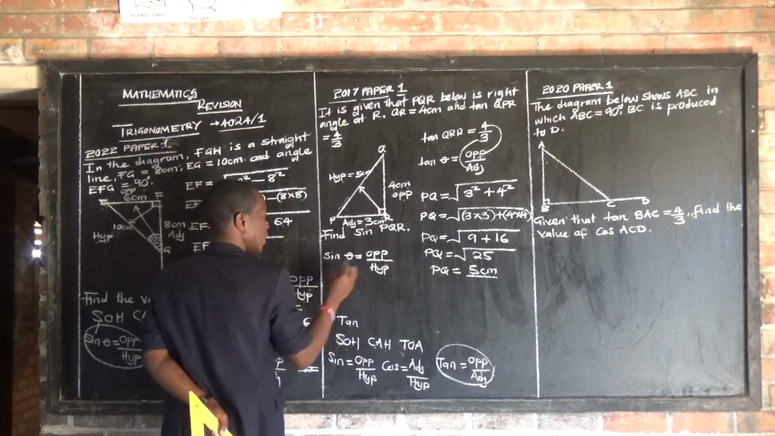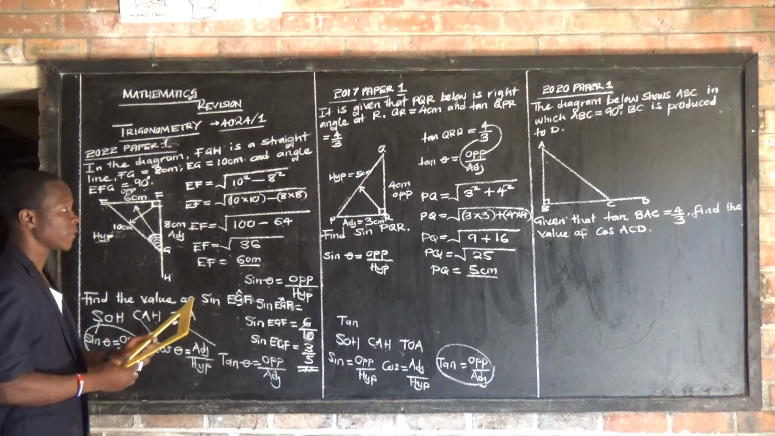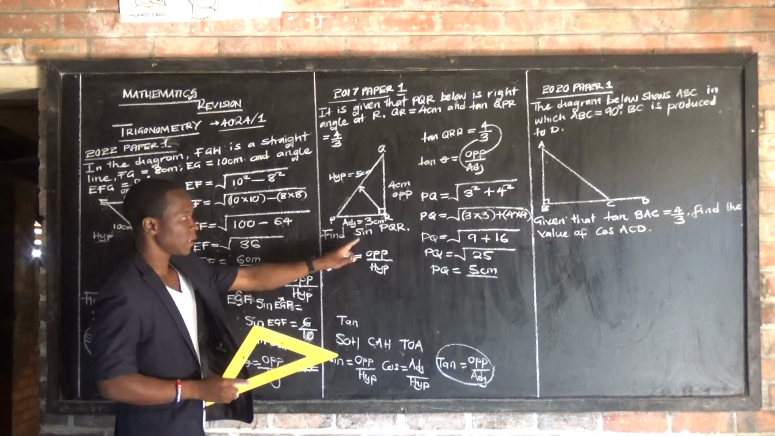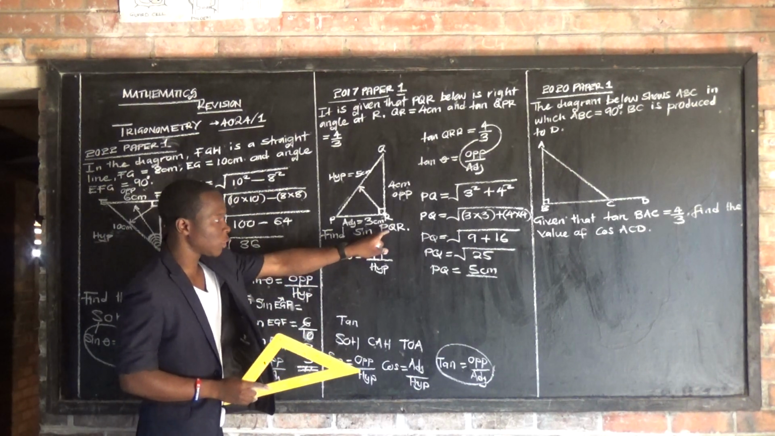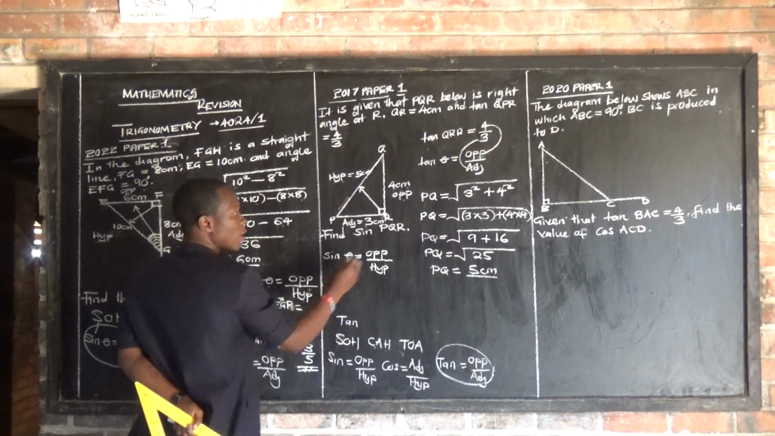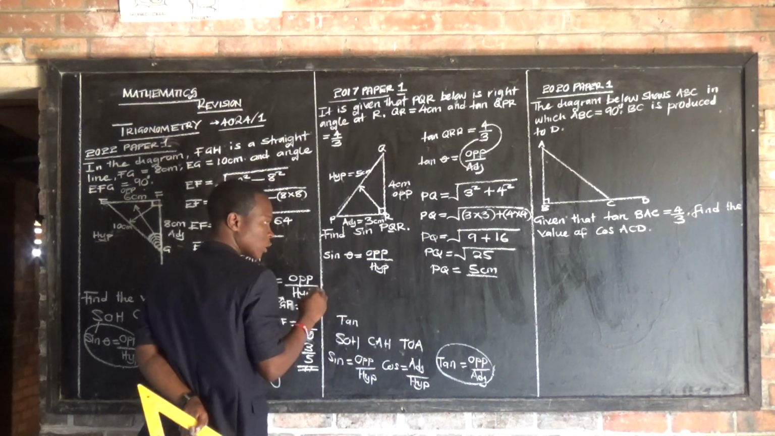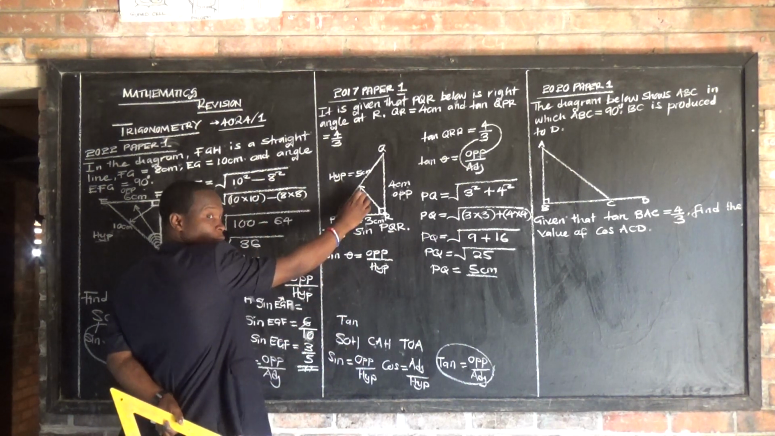Are we together? Now, in our case, take note. You are supposed to be very, very careful. In our case, look at this one. They are saying sine PQR. Which letter is in between? Which angle are you talking about? Angle Q. So we want to consider this triangle.